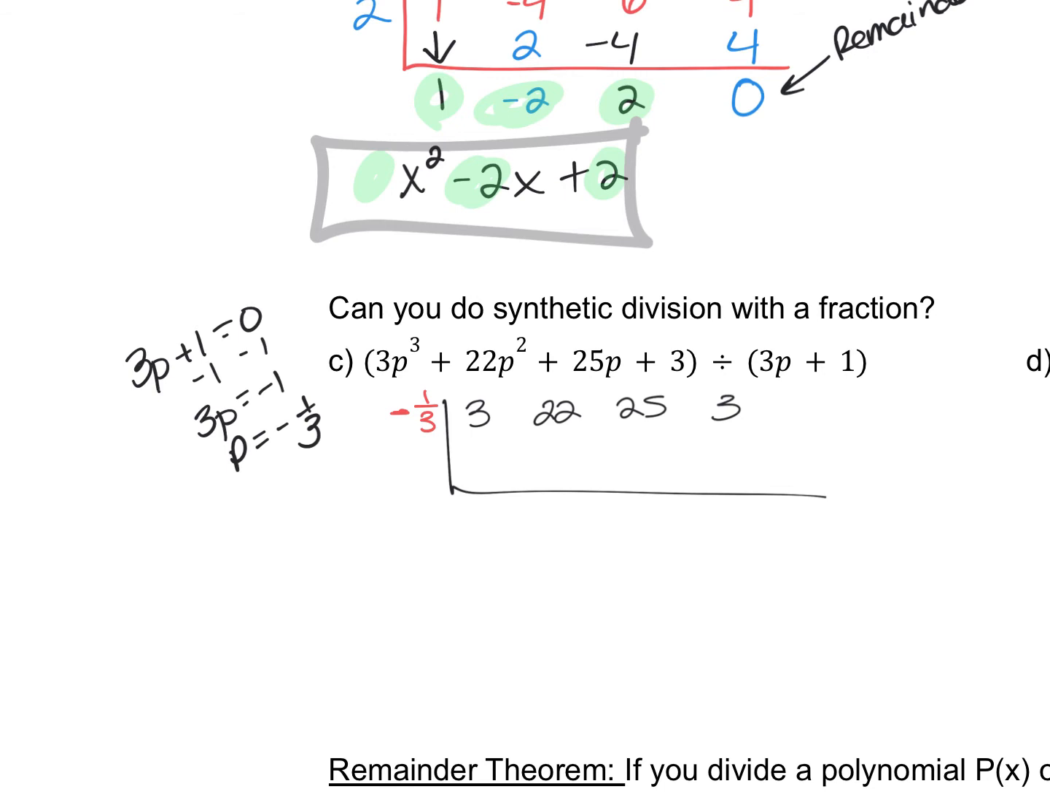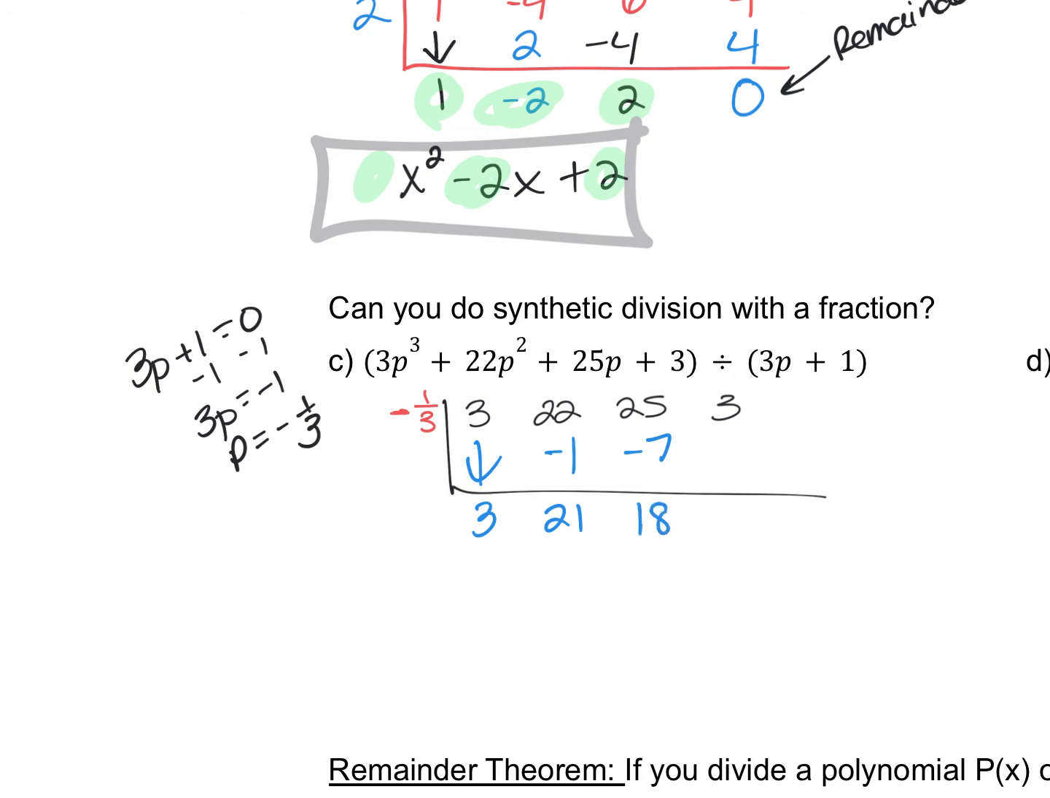Okay, let's get after it. So drop your first term down, 3. Negative 1/3 times 3, and if you need a calculator because they get gross, use it, but it would give you negative 1. Add vertically, so you have 21. Okay, negative 1/3 times 21, that would be negative 7. Okay, go ahead and add, going straight down, 25 plus negative 7 would give you 18.